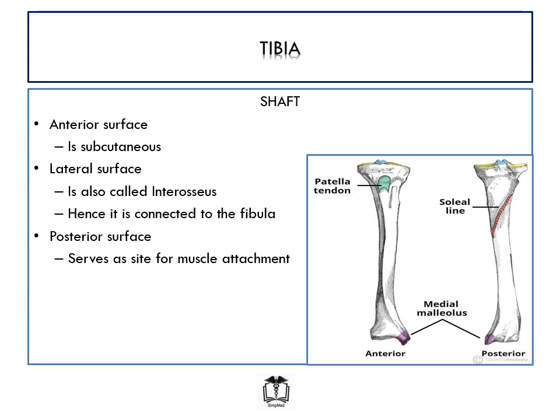Then finally, the lateral surface of the tibia is a part of the tibia that is in connection with the fibula. It is connected to the fibula through what we call the interosseous membrane. As a result, we also call the lateral surface the interosseous surface.